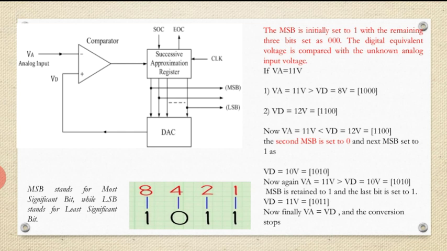Before the explanation, let us overview the diagram and see what things are connected. First one is the comparator. The comparator has the inverting and non-inverting terminals. Then there are the analog input VA and VD, and the successive approximation register.